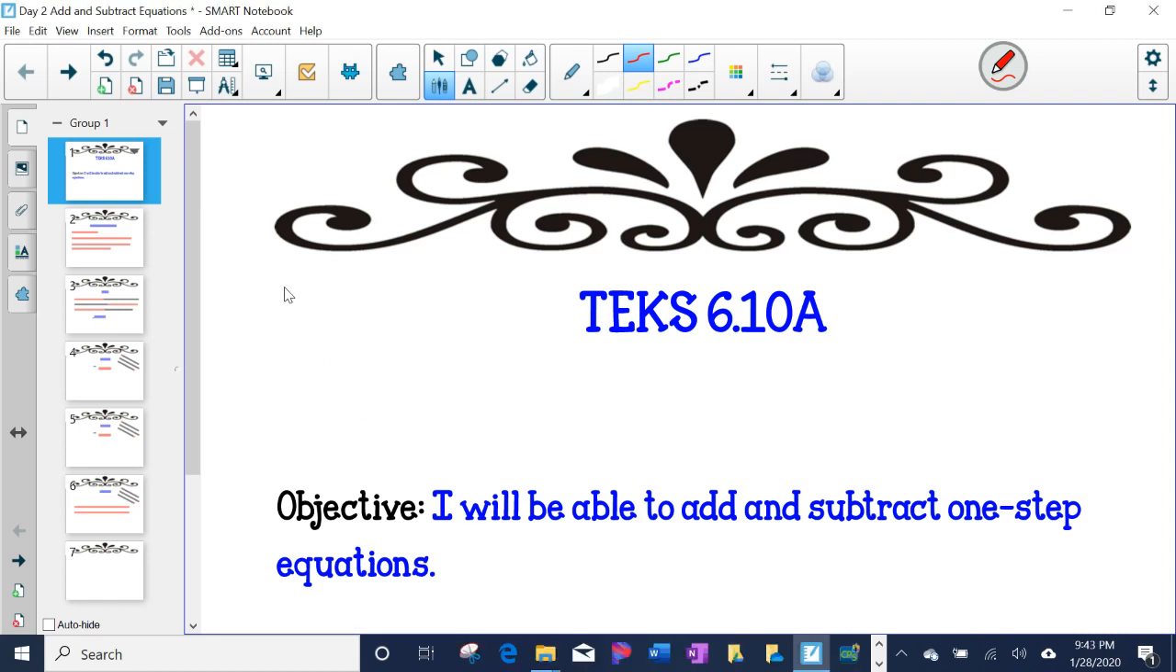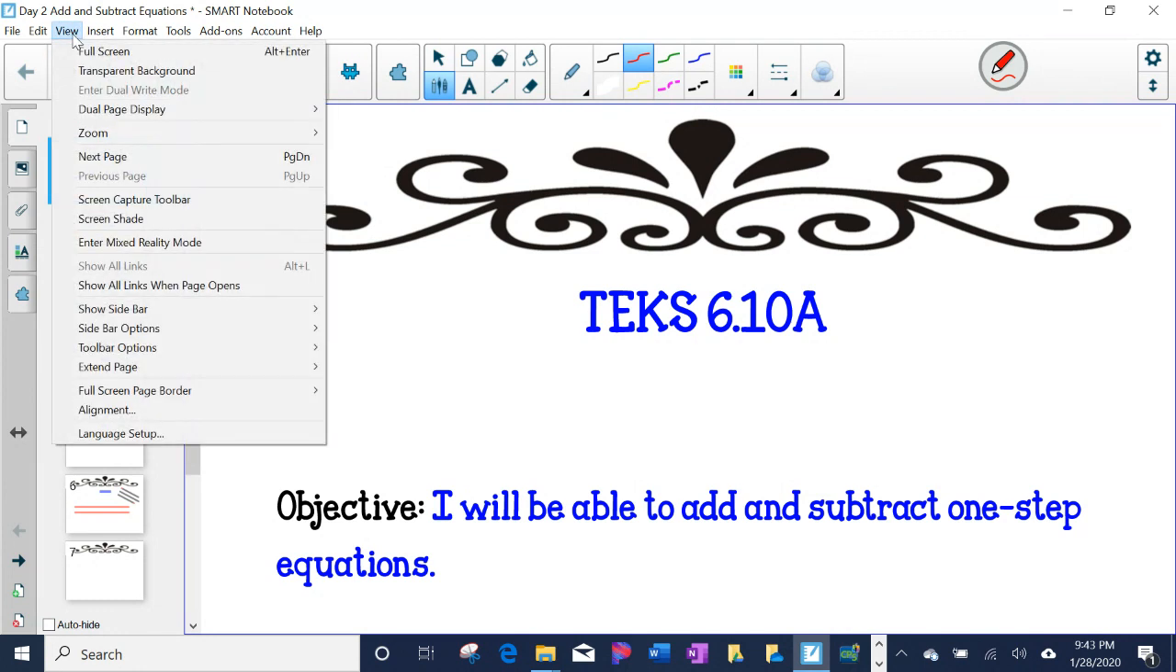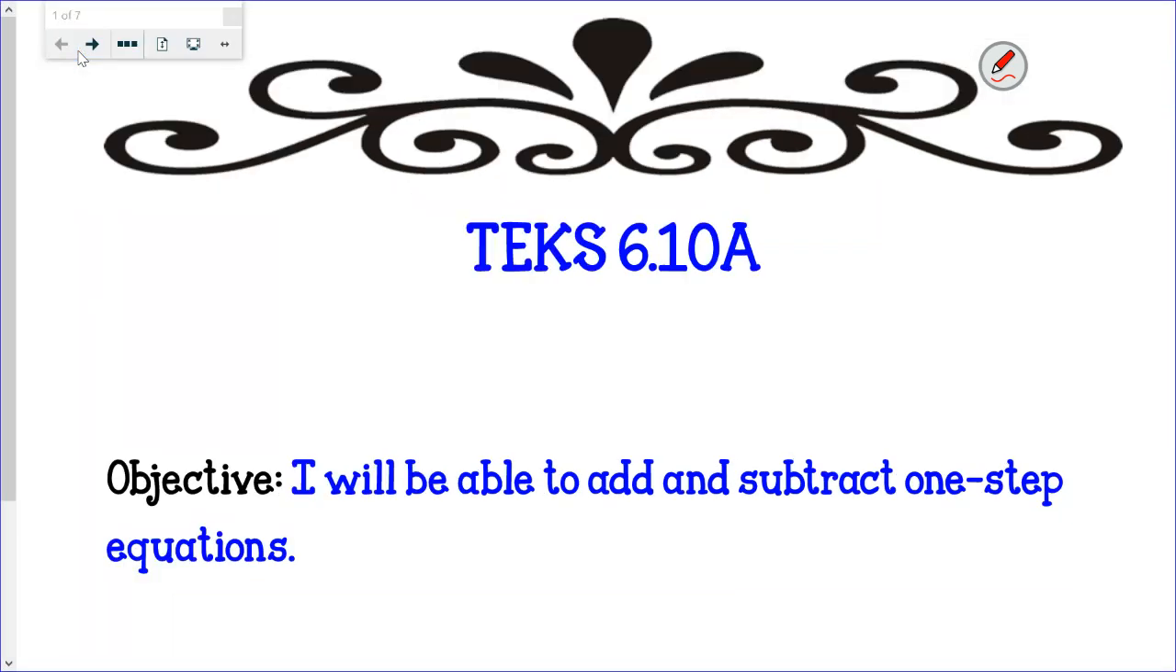Today we are continuing with 6.10a. This is a continuation of the worksheet that you did in class today, where you should have stopped at number 15 on your worksheet and then brought this home to continue. So our objective, we are adding and subtracting one-step equations. This is day 2 for this.